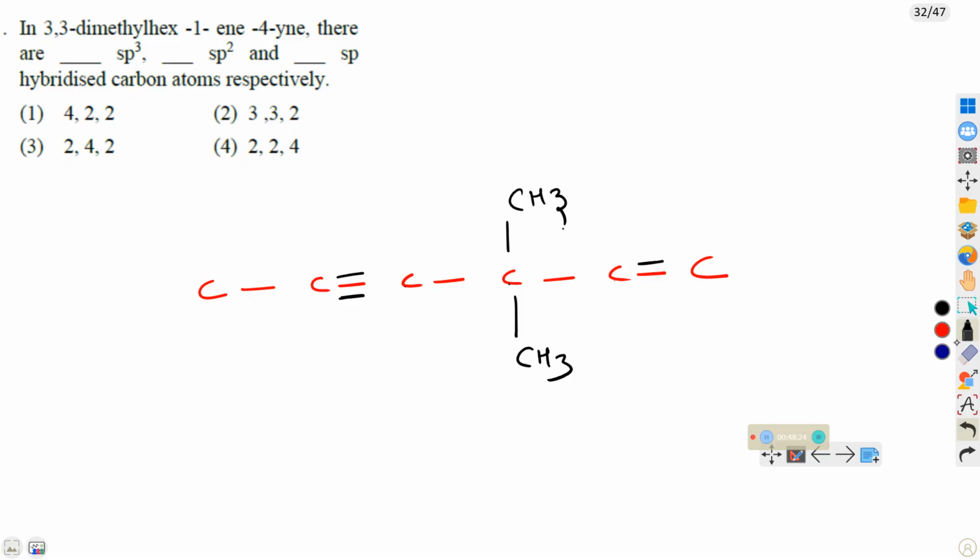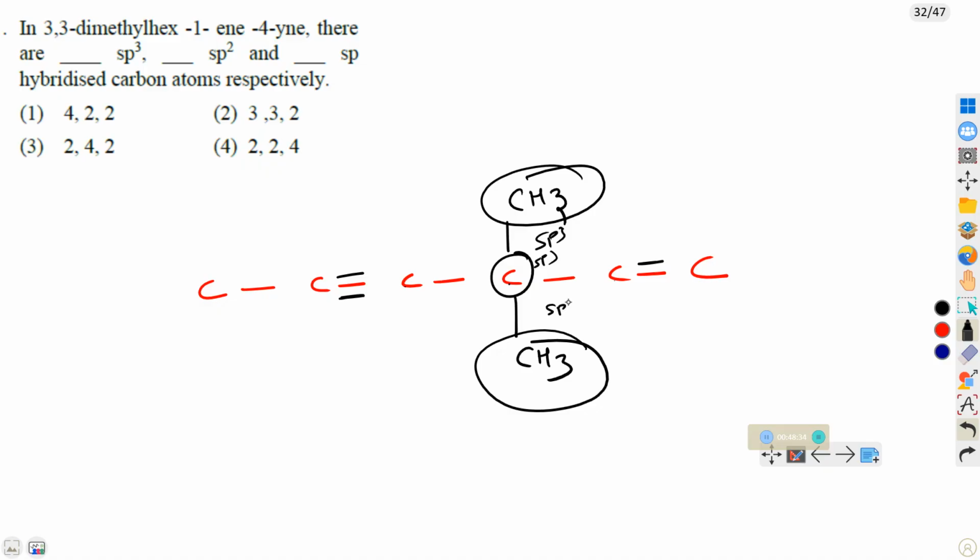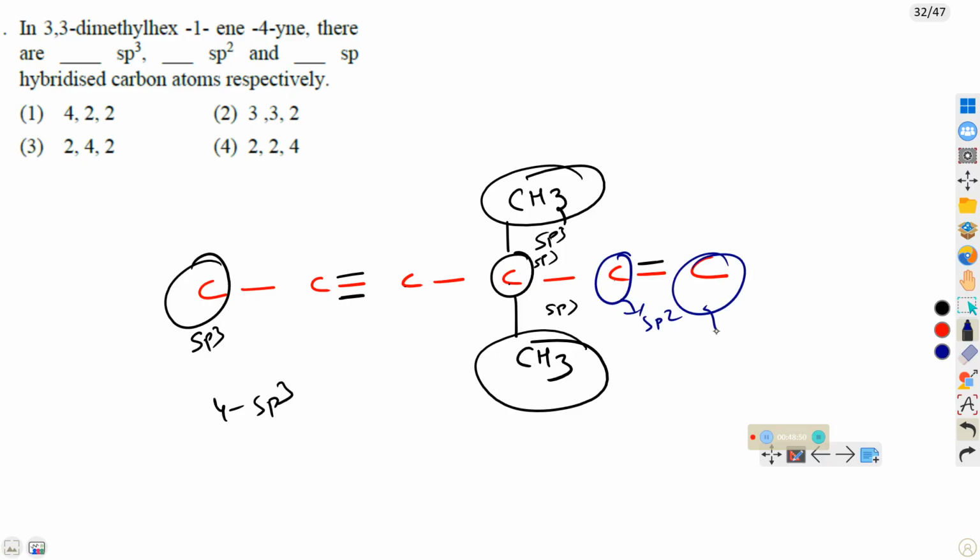How many sp3 hybridized carbons? sp3, sp3, sp3, sp3. 4 sp3 hybridized carbons. How many sp2 hybridized carbons? This is sp2. This is also sp2. 2 sp2 hybridized carbons. These two are sp. So first option correct.